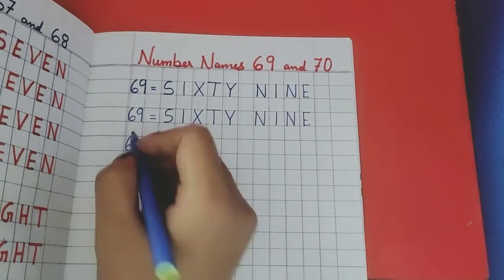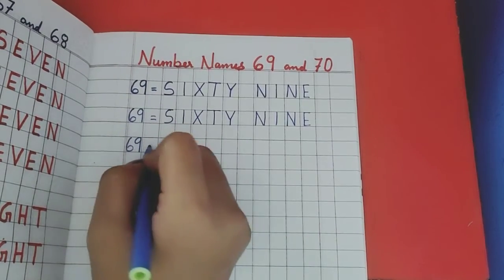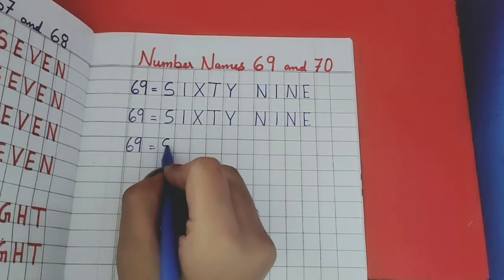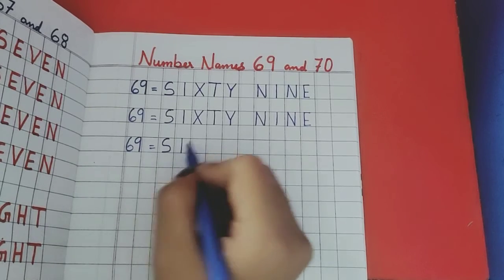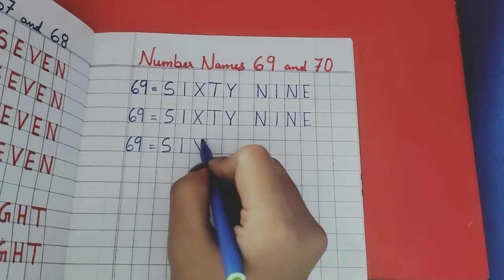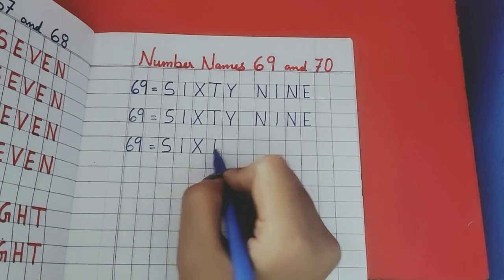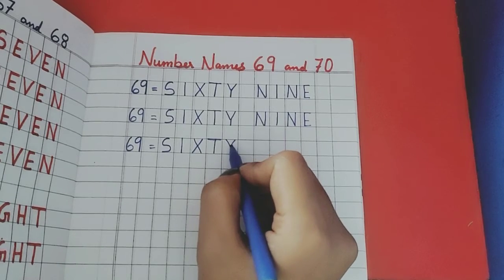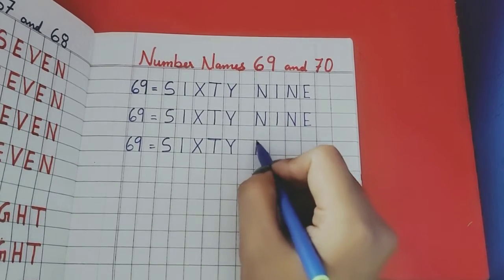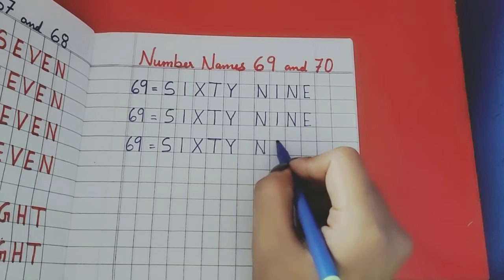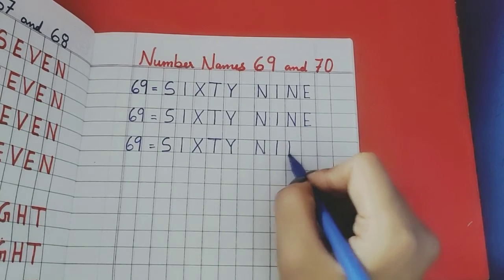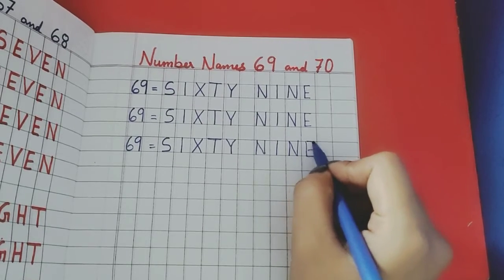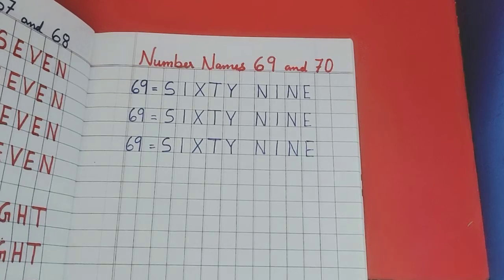Again repeat with me. 6, 9, 69. Very good. Repeat with me. S I X T Y, 60. N I N E, 9. Very good. 69.